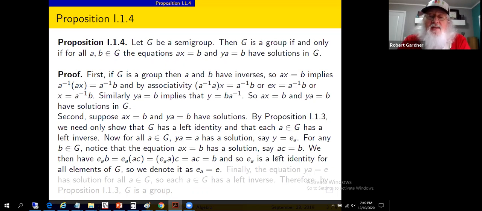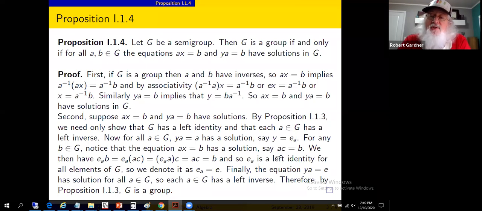Now we need the left inverse stuff. So we'll just consider the appropriate type of equation. Consider the equation YA equals E, where E is this element we've produced from the previous argument. This has a solution, by hypothesis. This is an equation of the form YA equals B. We just happen to choose B to be that element E, the left identity. But this has a solution. We're working under those hypotheses in this second paragraph.